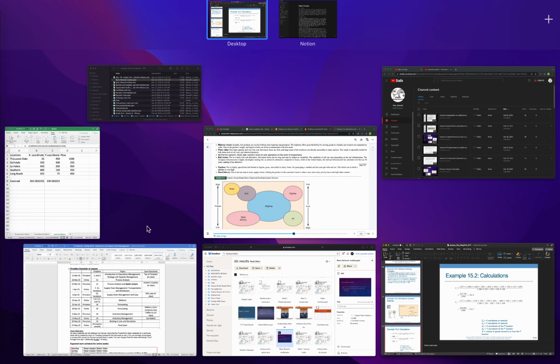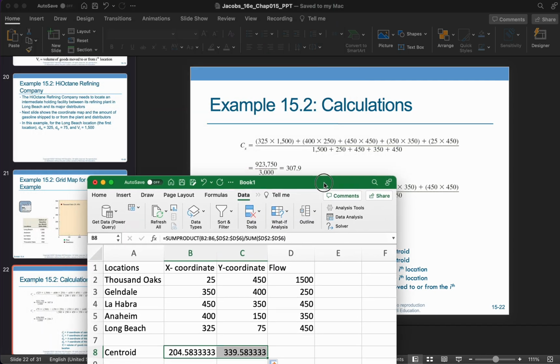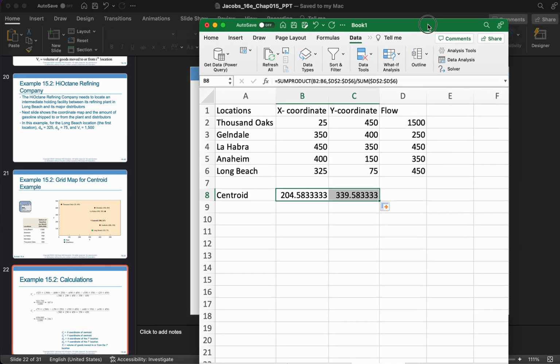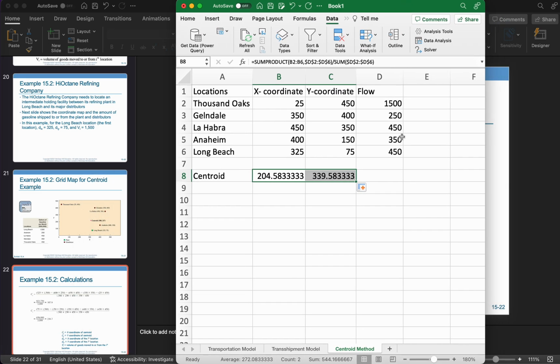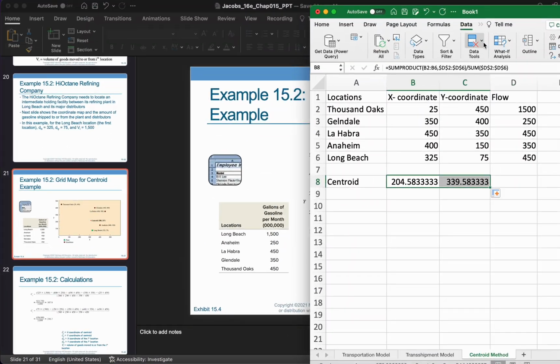307 and 216, they say. Huh, because I'm missing something. I guess I messed up. All right, the flow values are different. I'm so sorry, let me make sure I get the right flow values. Okay, Long Beach is 1500. Sorry about that, but because I wrote the formulas, everything will automatically get changed.